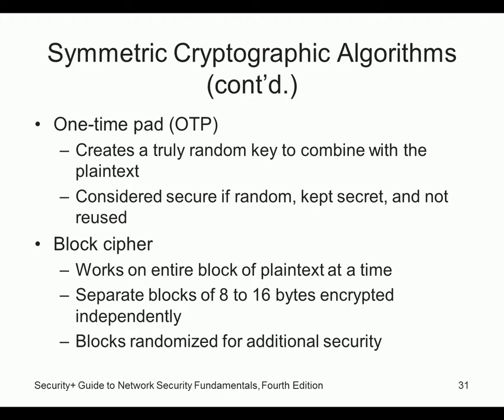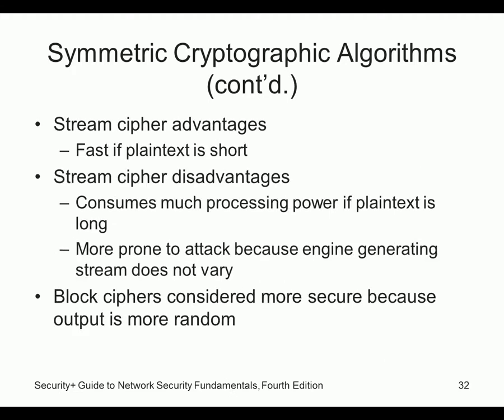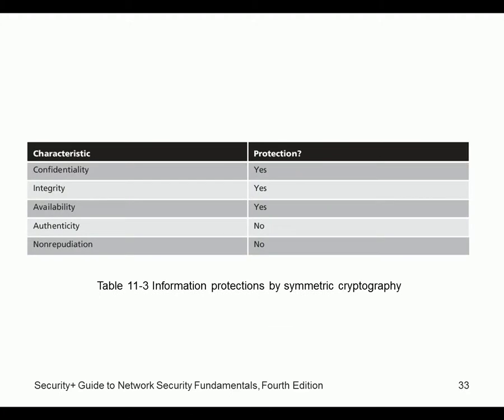That's what DES does. Anyone know how big DES is? 64-bit block. But it's actually 56-bit because part of it is for parity. But what we do is we work on a block at a time. Most of them are that. AES is a block cipher as well. Stream is very fast if it's short. Disadvantages, a lot of computing power because I'm going to have to encrypt over and over and over. Block ciphers are more secure because the output is more random. That's what most of them are.